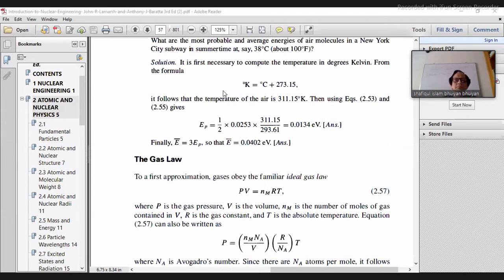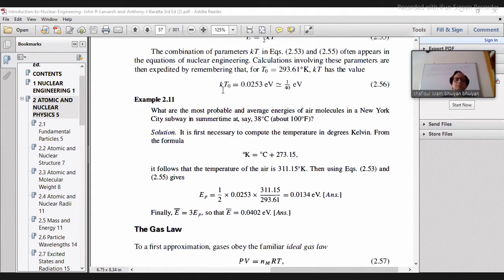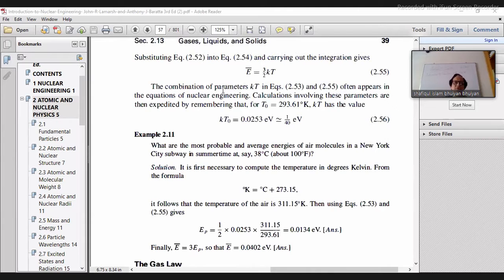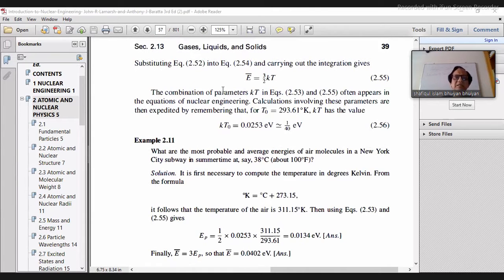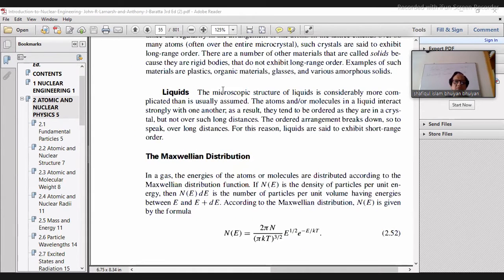Okay, yeah, we are here. The neutron distribution: neutrons act like gases and they follow the Maxwell distribution. The Maxwell distribution, all of you know it from first year, I think. In a gas, the energies of atoms and molecules are distributed according to the Maxwell distribution. This is the famous distribution.